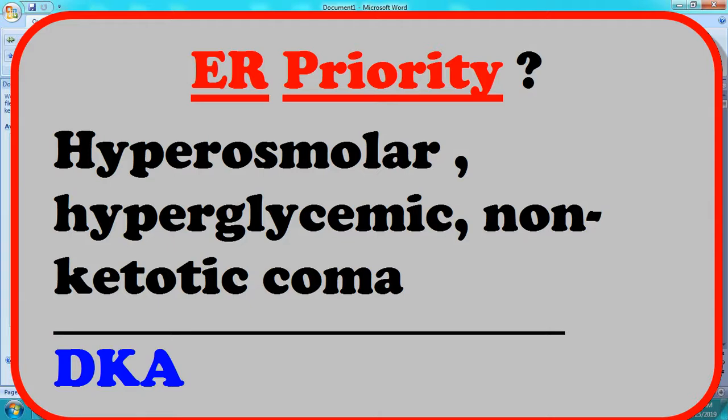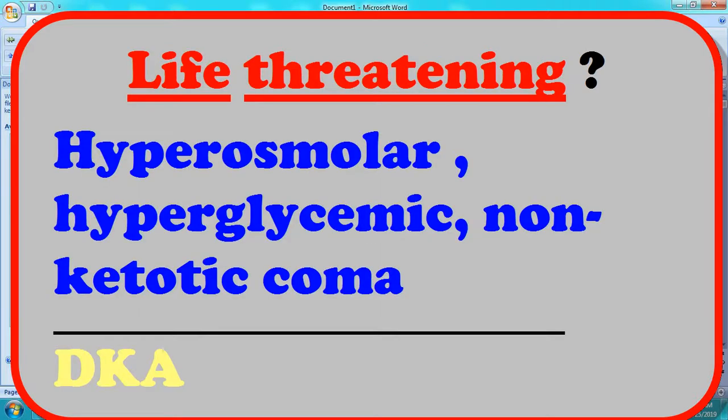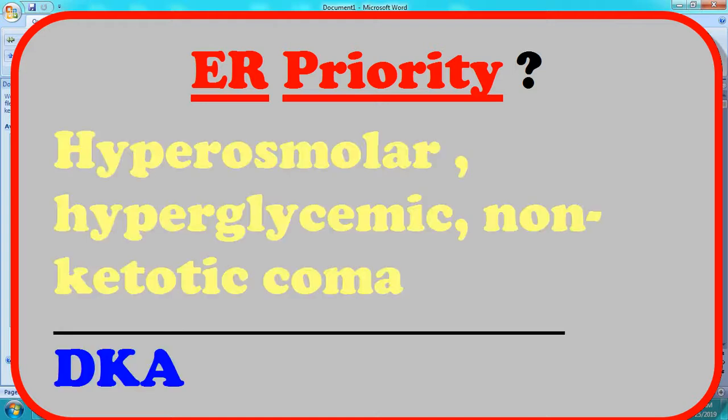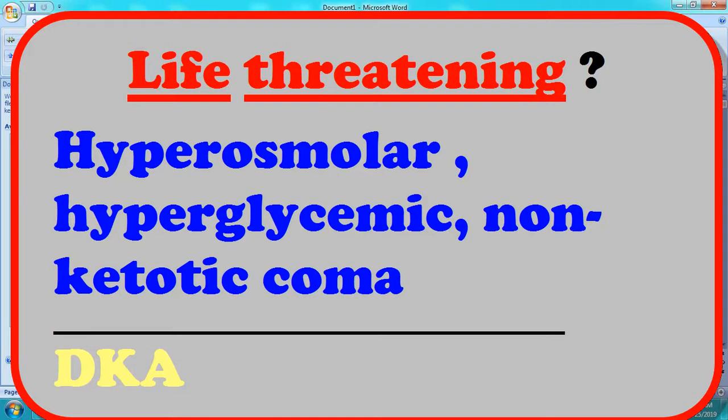Because I just said, who has a higher mortality rate? HHNK, but who's a higher priority? DKA. They come in a lot later because they don't have the acidosis, the ketosis that makes people see symptoms. And so they get worse and worse and worse. So by the time they come, they're already bad.